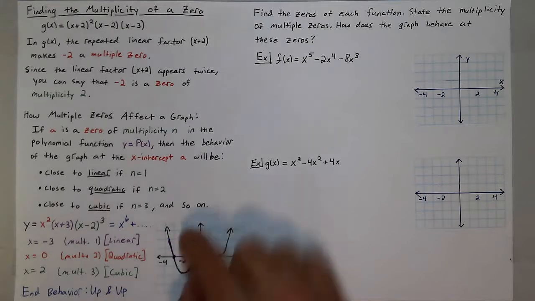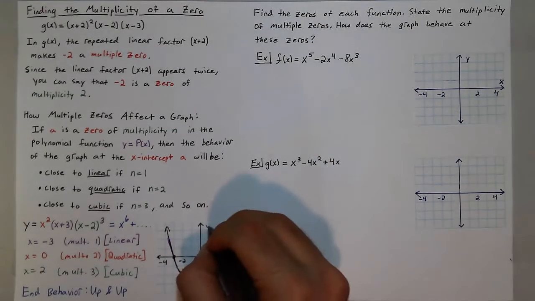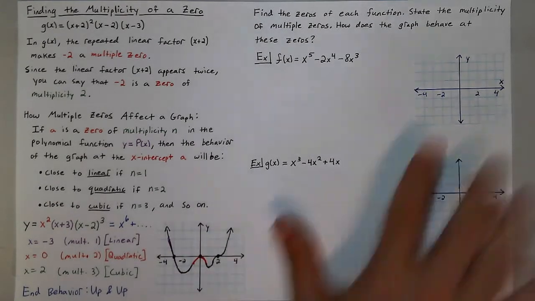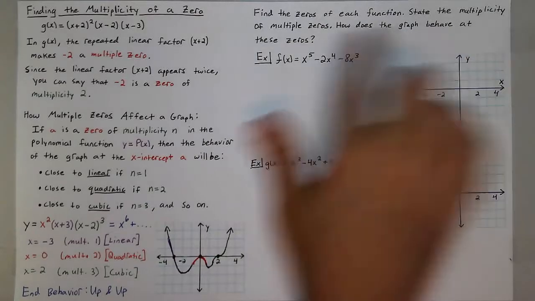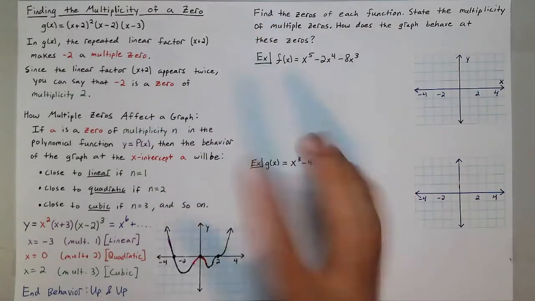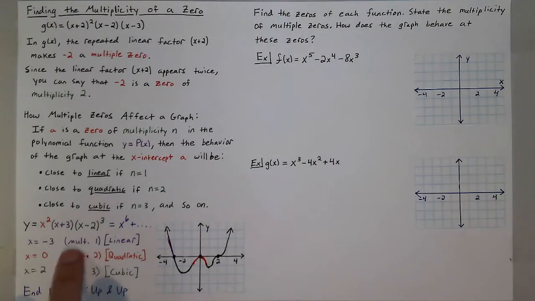You'll see here, I'm going to leave my y-axis more or less empty as I go through these problems, so I don't have to find any y values. We'll just sketch, but we're going to see how these different multiplicities affect the behavior of these graphs. So first, let's find the zeros of each function, state the multiplicity of multiple zeros, meaning if it's multiplicity 1, you don't have to put this, and then how does the graph behave at those particular zeros?